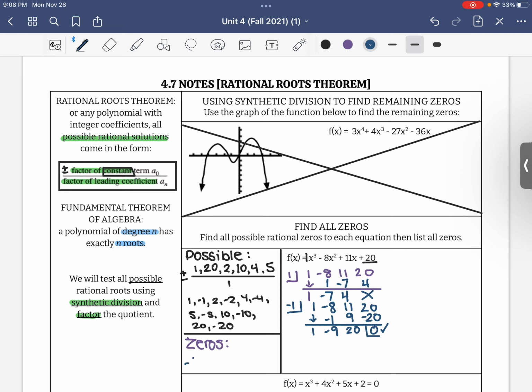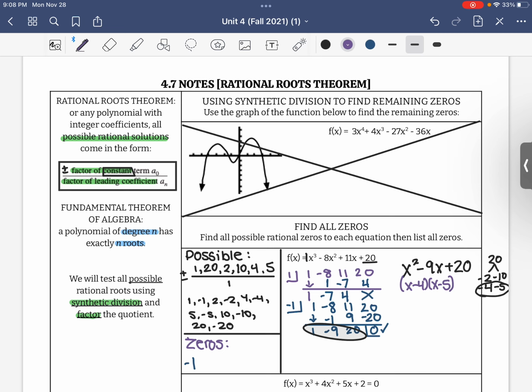I'm going to go ahead and list negative 1 over here, and I'm going to find the rest of them by factoring the quotient, which is going to be 1x squared minus 9x plus 20. So basically I need to find the two numbers that multiply to 20 and add to negative 9, which is going to be negative 4 and negative 5. So my factors are x minus 4 and x minus 5.